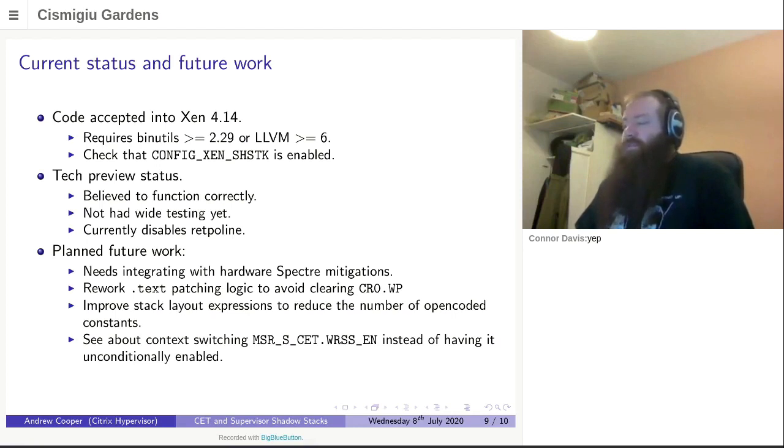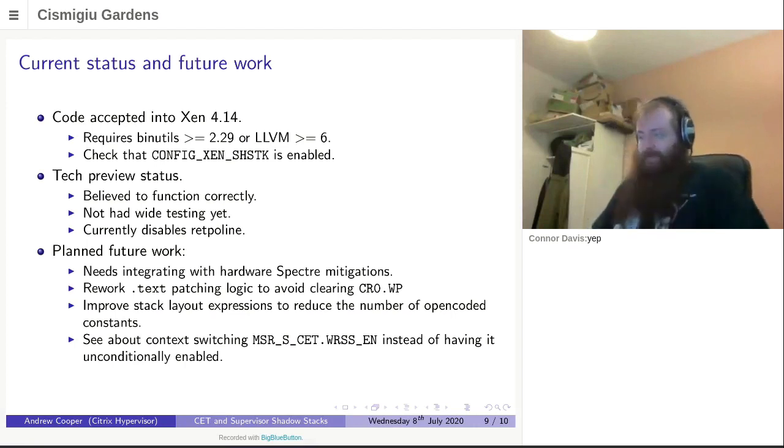It also currently disables retpoline. This, in practice, needs reconciling with some of the hardware Spectre mitigations that Xen doesn't fully support yet. So there's some work there to maintain speculative safety whilst also using shadow stacks. As I said earlier, I plan to rework the text patching logic to avoid clearing the write protect bit.